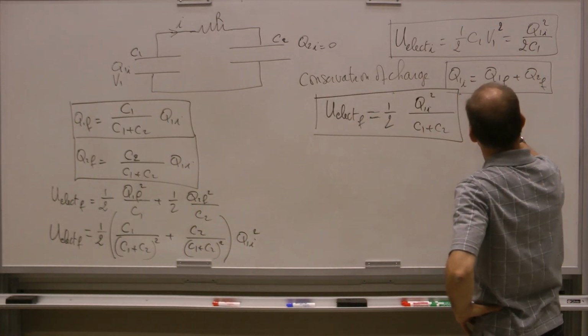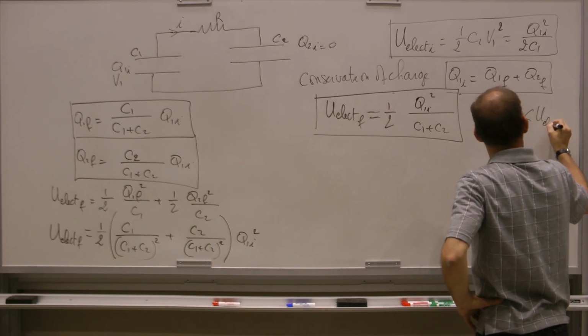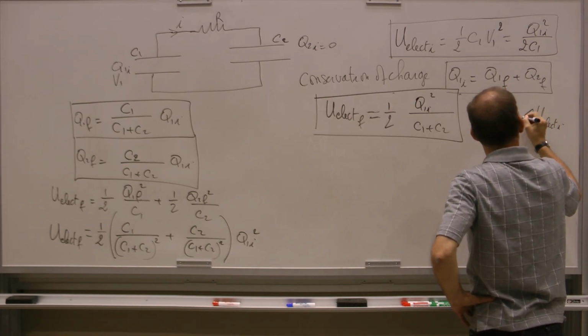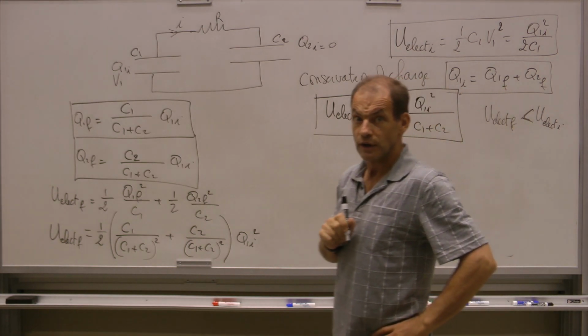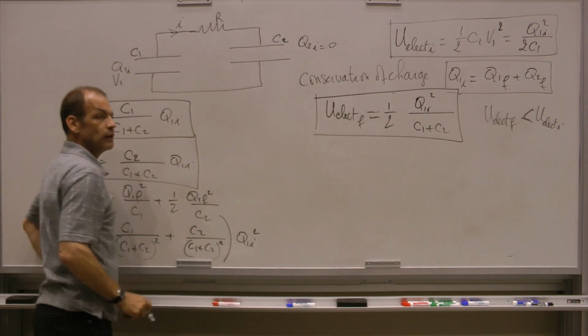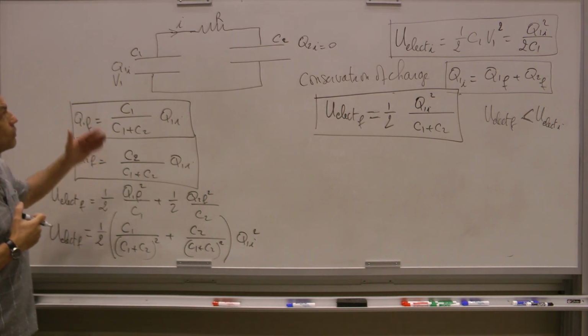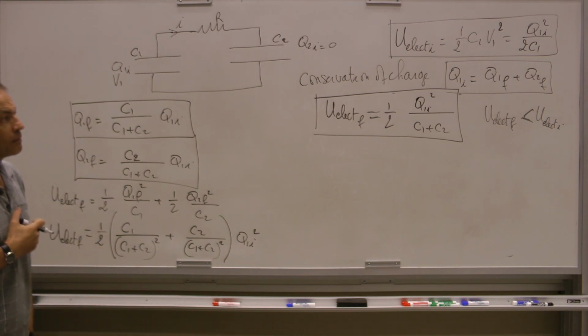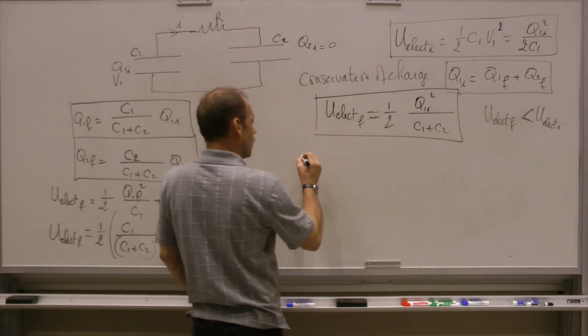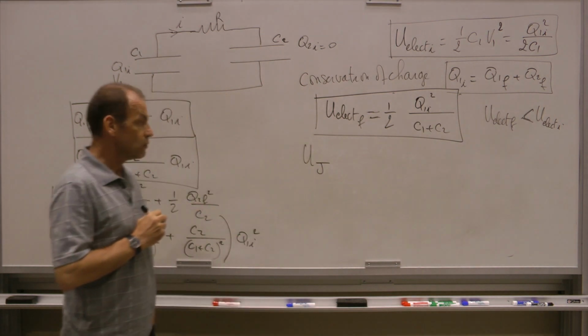Because of course, we have U electric final less than U electric initial. We have lost some electric potential energy. And that loss is to be found in the thermal energy that was released by the resistor during that transformation. So by how much? What will be the U thermal, the U joule, the joule energy released by that?